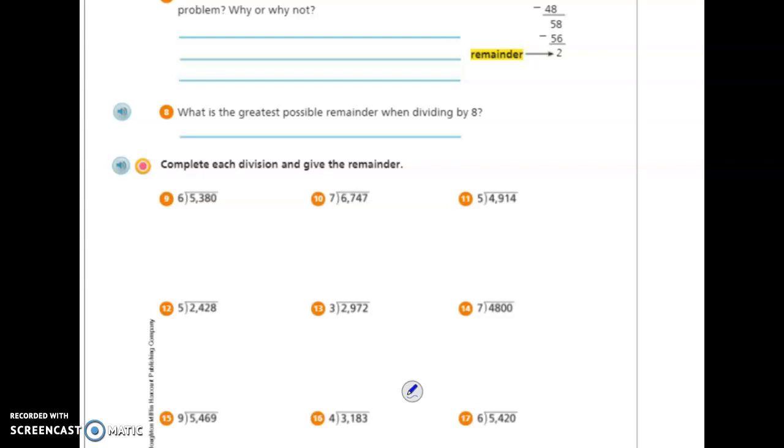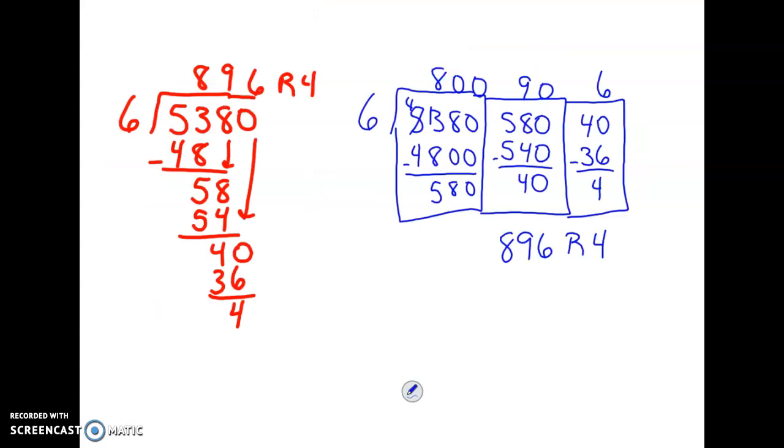All right, so I'd like for you to try number 9 right here, and I'd like you to divide it out and see if you can figure out what it is with the remainder. Again, pause the video. If you get stuck, stop it and come back. All right, here's your answer, 896, remainder 4. Okay, so notice how when you got down to the bottom in both methods, there was a 4 left over, and you can't make any groups of 6 when you have only 4 left. So that's just the remainder.